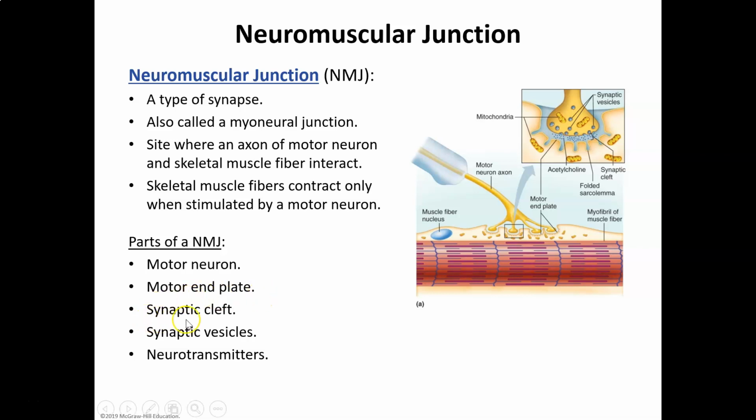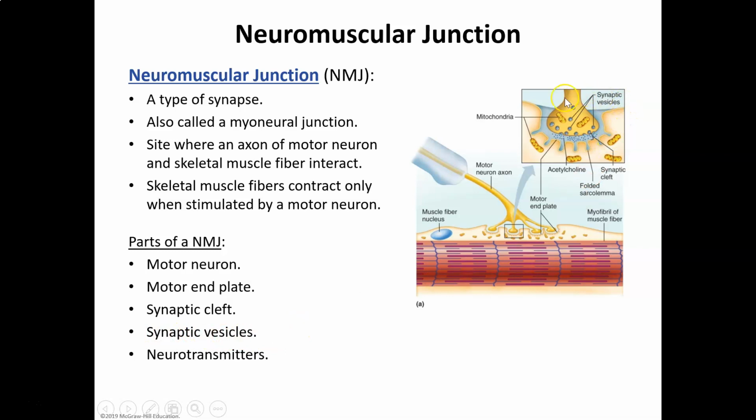All right. Then you have a synaptic cleft. A cleft. What's a cleft? A cleft is a gap. So, yes, the motor axon meets at the sarcolemma of the muscle, but it doesn't touch it. There's a gap there. That gap is called a cleft. You see that here, synaptic cleft. It's very, very tiny, but it's there.